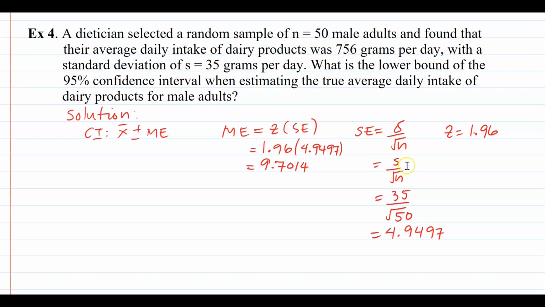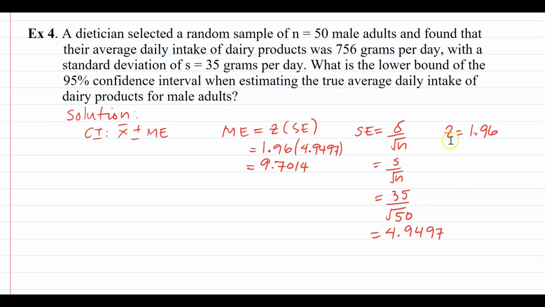So our SE is equal to S, the standard deviation of the sample, over square root of n, and our S is 35, our n is 50. So 35 divided by square root of 50 will give us 4.9497. So this is our SE, the standard error of the sampling distribution of the sample mean. Now for our Z value, this is equal to 1.96. If you are not sure how we come up with this value, you can go back and watch example number 3, the previous example. That's the same Z value under the confidence level of 95%.